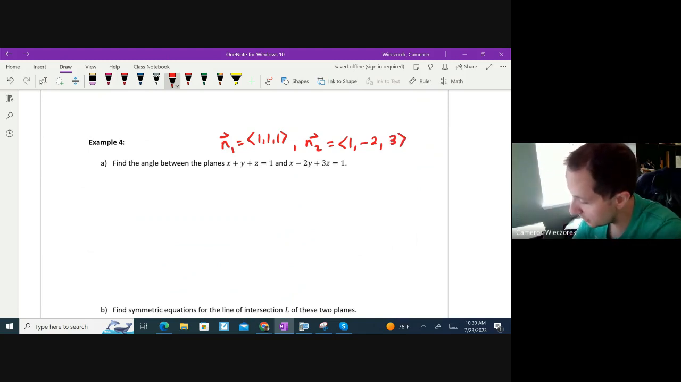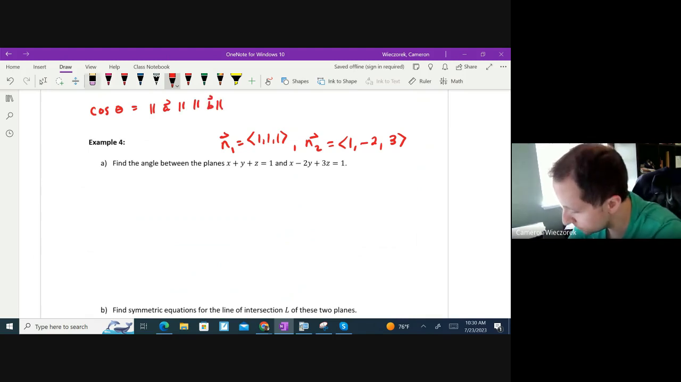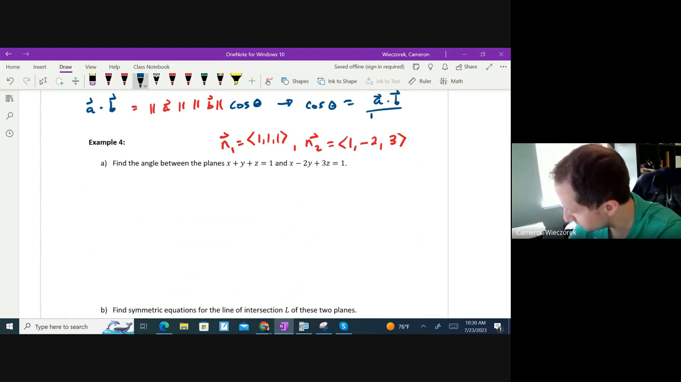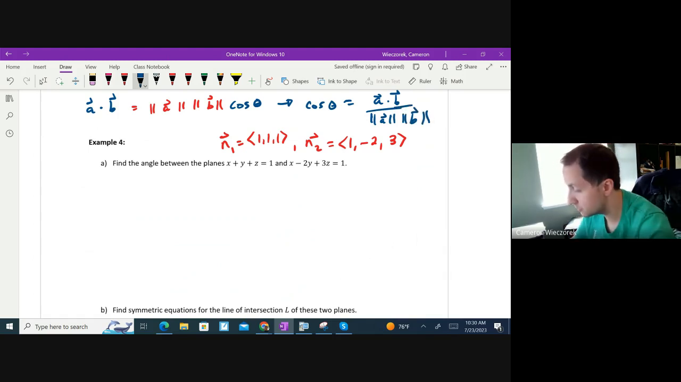And recall how to find the angle between two vectors in general. A dotted with B is equal to magnitude A times magnitude B times cosine theta. And so cosine theta is the dot product of the two vectors divided by the product of their magnitudes. So we're just going to apply that formula using the normal vectors as our A and B.